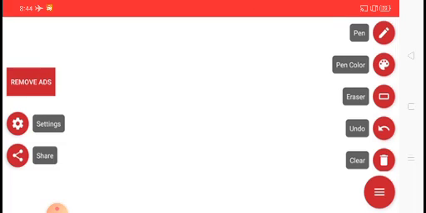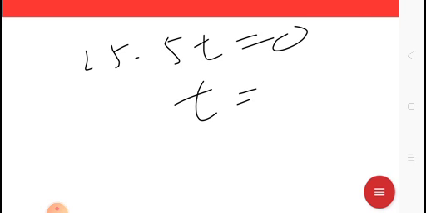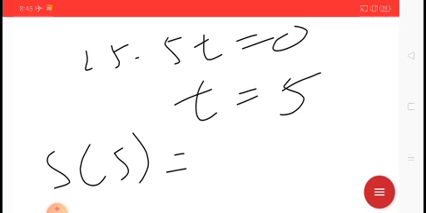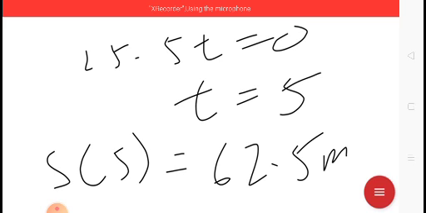Okay, next. Part 6, what is the greatest distance of the bird from the nest? The greatest distance means when v equals 0, right? So 25 minus 5t equal to 0. From here you get t equal to 5. When you substitute 5, you should get the greatest distance. So the greatest distance is equal to 62.5 meters.